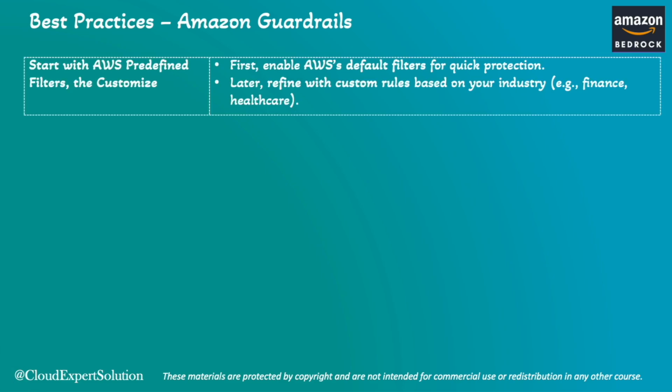To start with, you can use AWS predefined filters and then you can customize. And why should you do that? Because AWS provides pre-configured filters like hate speech, violence, sexual content. And here the best practice is first you enable AWS default filter for quick protection, and then later you can refine with custom rules based on your industry or based on the activities that your model has detected.